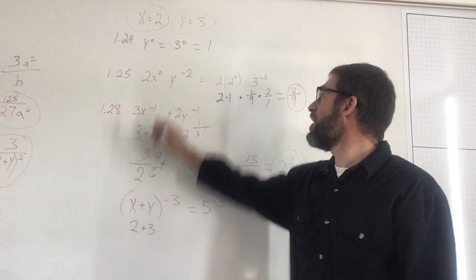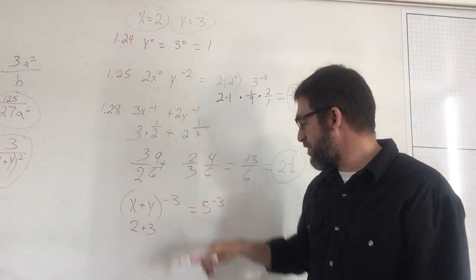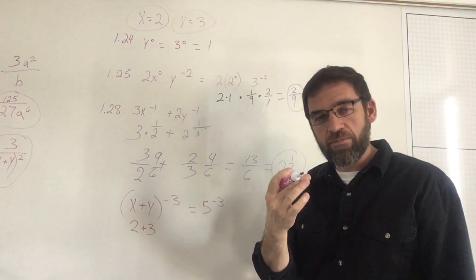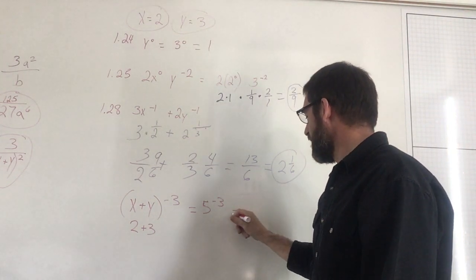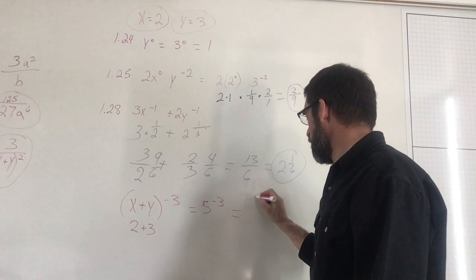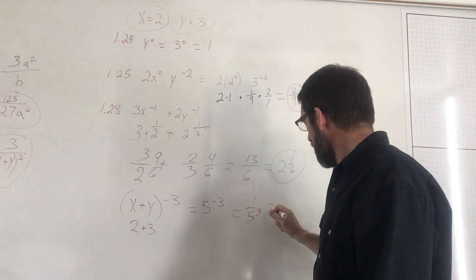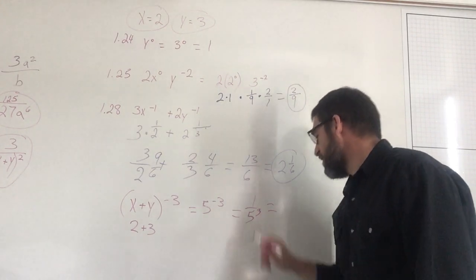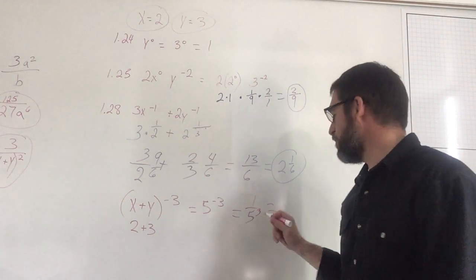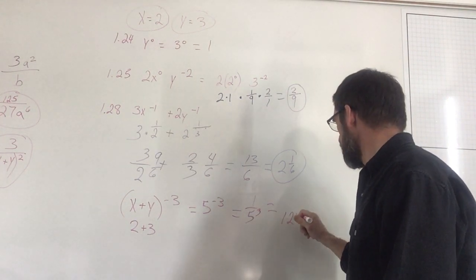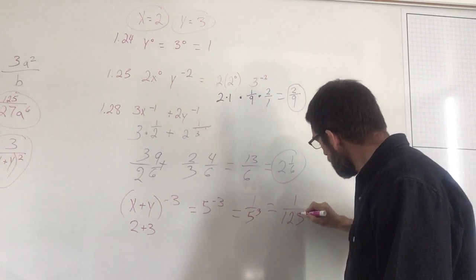Tell me, 5 to the negative 3, tell me what to do next. See, I had x plus y, I substituted those, and I had 2 plus 3, so that's 5 to the negative 3. What did you say to do next? Yeah, that's right. You would put a 1 on top, and you put a 5 to the positive 3, and that could be worked down. 5 times 5 is 25, 5 times 25 is 125 over 1. How you like that? Sloppy 5.